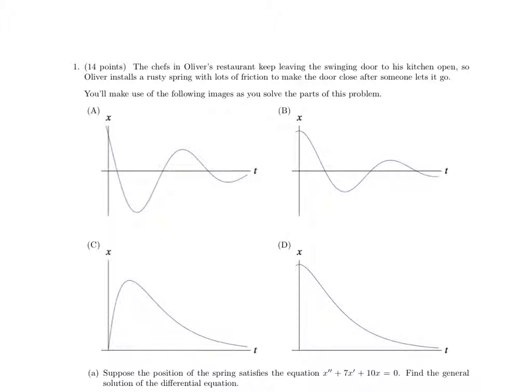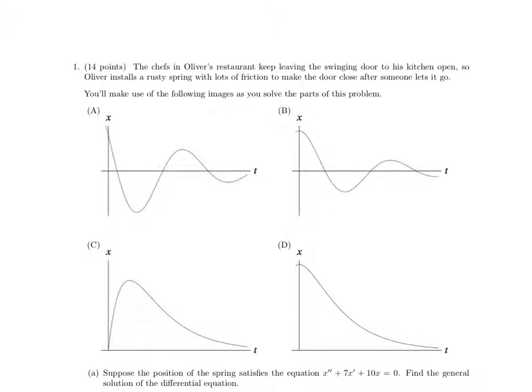All right, there are only so many physical situations where springs actually come in handy, but here we have the chefs in Oliver's restaurant. They keep leaving the swinging door to his kitchen open, so he installs a rusty spring with lots of friction to make the door close after someone lets it go. So you'll make use of the following images as you solve the various parts of this problem.